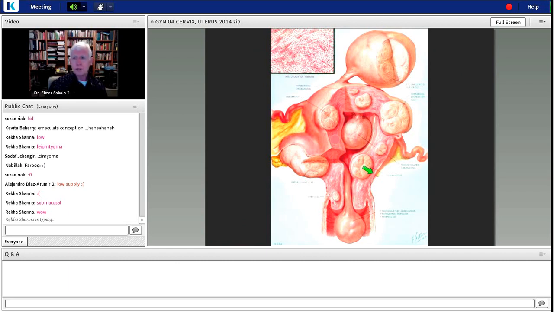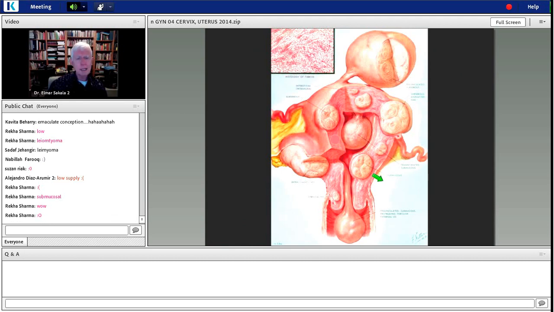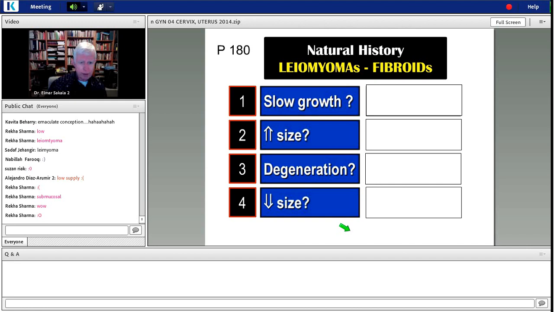This uterus exists only in the mind of the artist, but it shows leiomyomas everywhere that they could possibly be. This is a subserosal pedunculated. Here's a submucosal pedunculated. This is an intramural. This one is a subserosal. This is an interligamentous. This can sometimes present as an adnexal mass. And this one is prolapsing through the cervix.